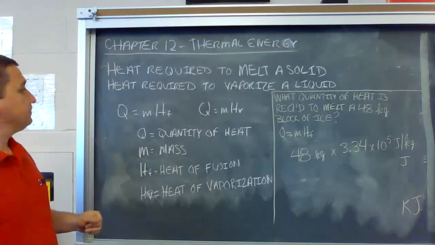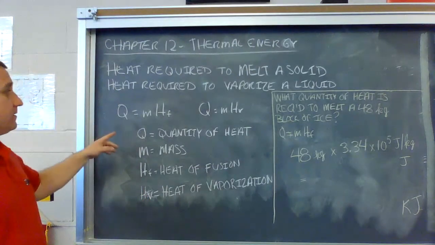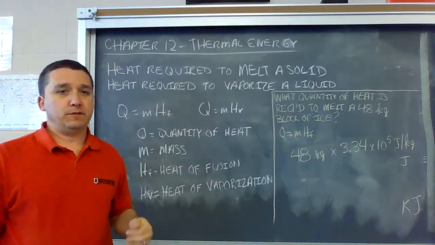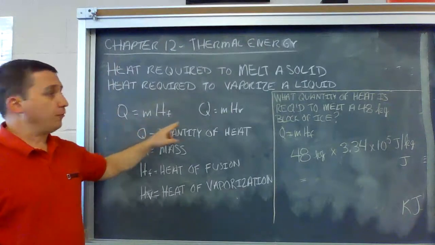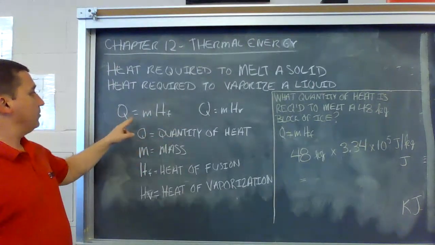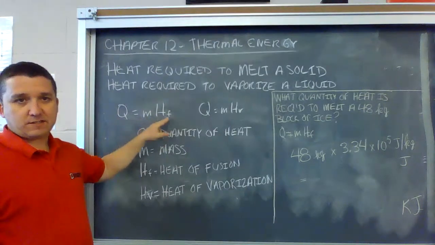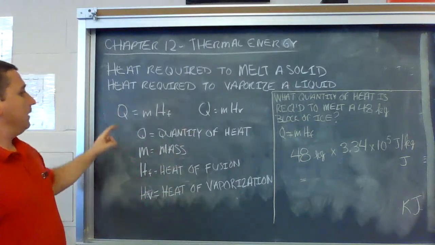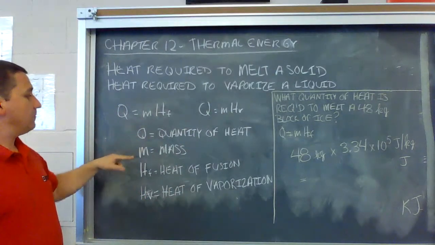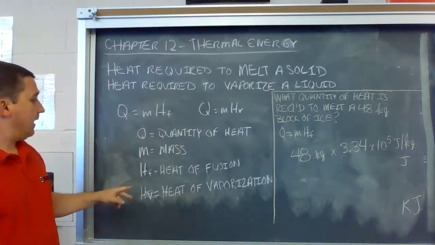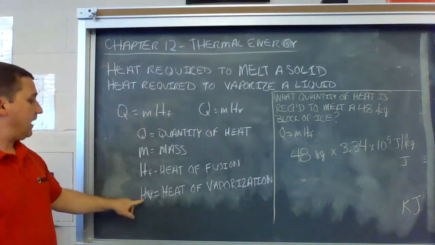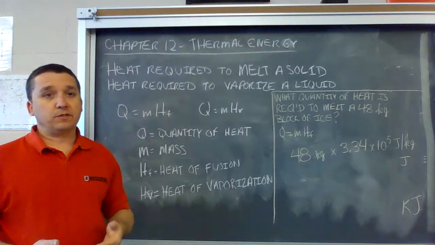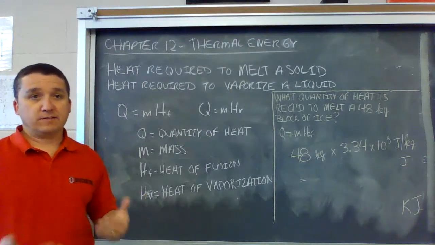Now, what we have here are two formulas, and depending on what the problem is asking you for, that's going to dictate which formula you're going to use. Both formulas are pretty similar to each other. You have Q equals M times H sub F, and then you have Q equals M times H sub V. In both cases, Q stands for quantity of heat, M stands for mass, H sub F is heat of fusion, and H sub V is heat of vaporization. What's going to dictate which formula you use? Well, you're going to read the problem, and it's going to tell you that.